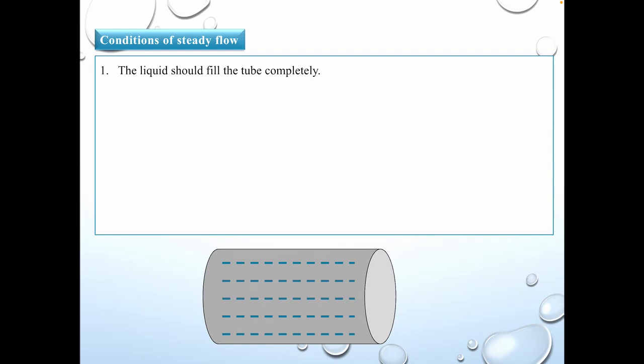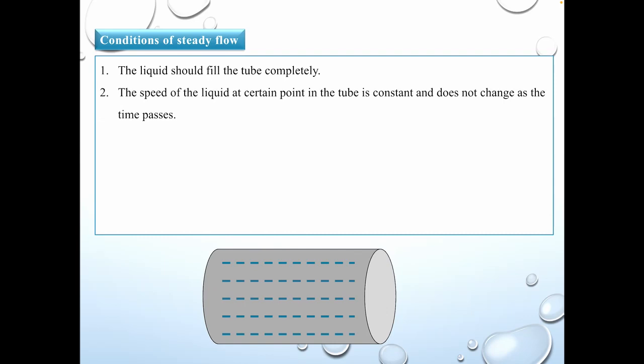To make a steady flow movement of a liquid inside a tube like this, the liquid should fill the tube completely. The first thing, the liquid should fill the tube completely. The speed of the liquid at a certain point in the tube is constant and doesn't change as the time passes. At t equals 1 second, at t equals 3 seconds, the speed is constant, so V1 equals V2. The speed doesn't change with time, so it doesn't depend on time.